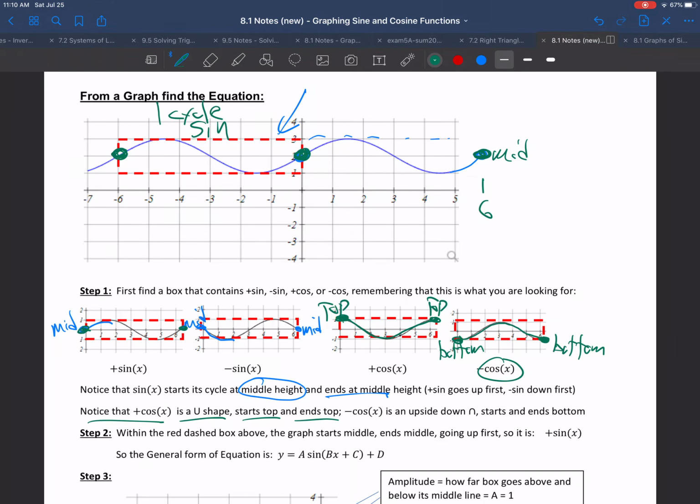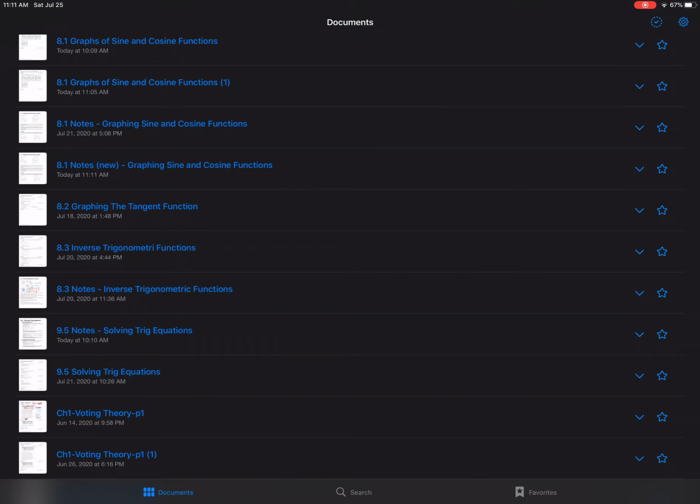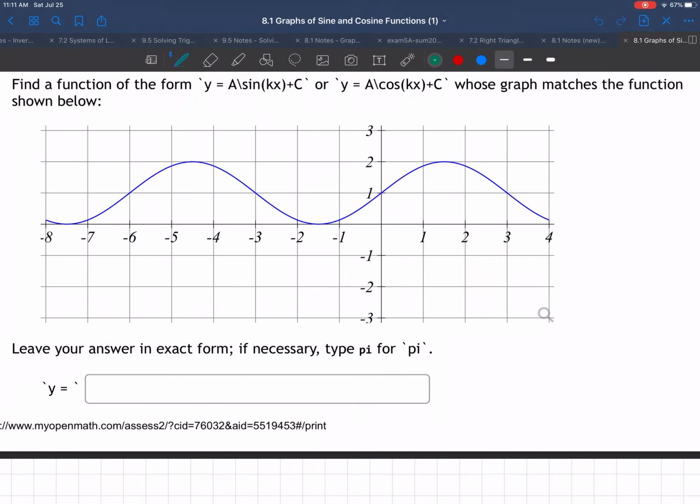So see how this box here contains exactly one cycle of the sine. Why exactly one? Middle to middle. That's one cycle of sine. Okay, so once you've got that, let's go back to our graph and do that. So middle, or let me do it in the red here. Middle to middle, there it is. So there's my box.